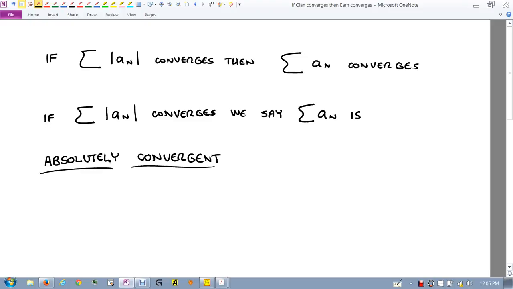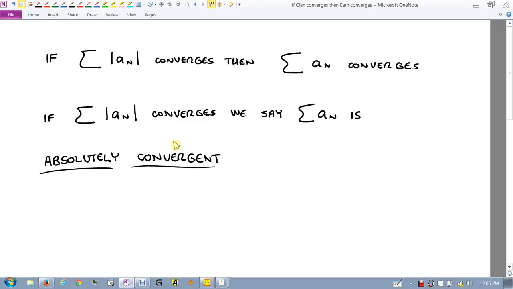The word absolutely there, we can kind of misinterpret it sometimes. Like, do you like ice cream? Absolutely. That's a very strong way of saying yes, right? Absolutely here just means absolute value. Okay, it's not a stronger form of convergence. It's just a certain type of convergence.